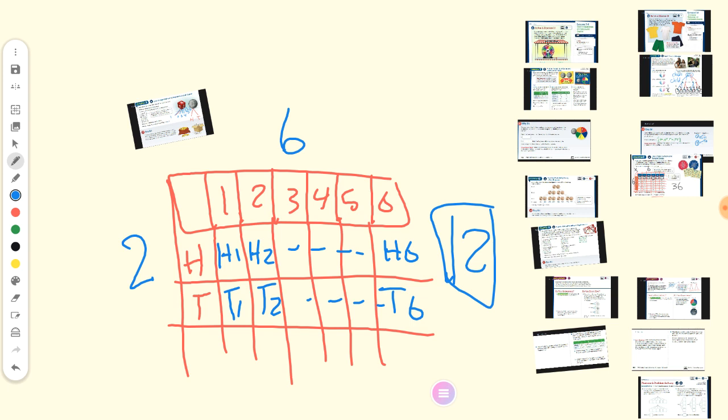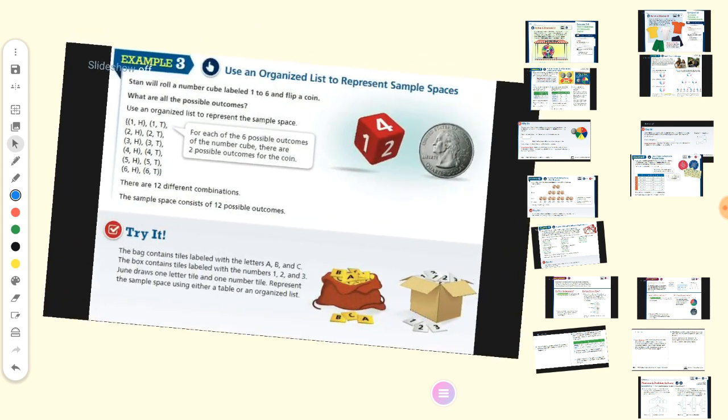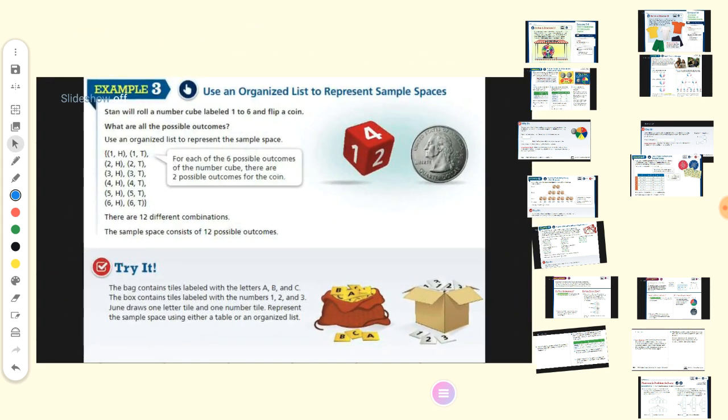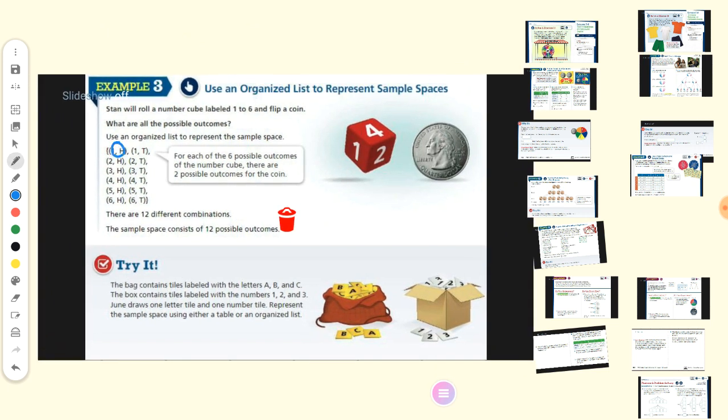But if we want to make it as a list, you can write the table and write it from the list. First one is 1 with head, then 1 with tail, 2 with head, 2 with tail, 3 with head, 3 with tail, and so on until you reach 6 with head, 6 with tail. So you have 12 different combinations. Okay? So all possible outcomes of the sample space is 12 possible outcomes.